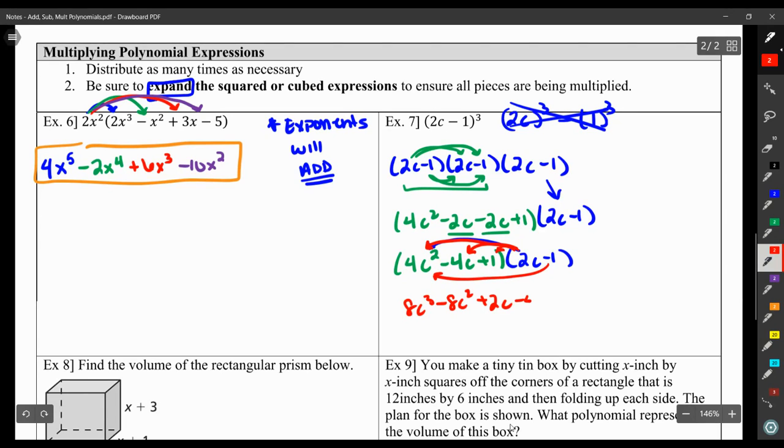Negative 1 times 4c squared is negative 4c squared. Negative 1 times negative 4c is a positive 4c. And negative 1 times 1 makes negative 1. Finally, add your like terms.